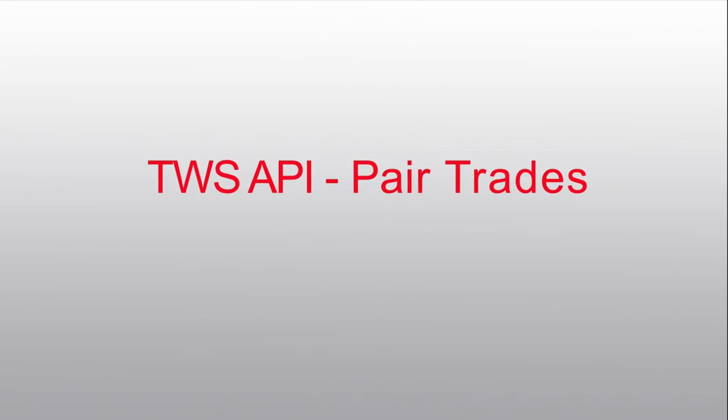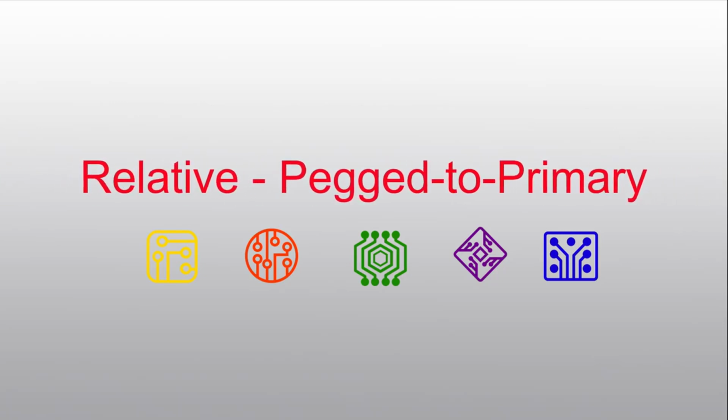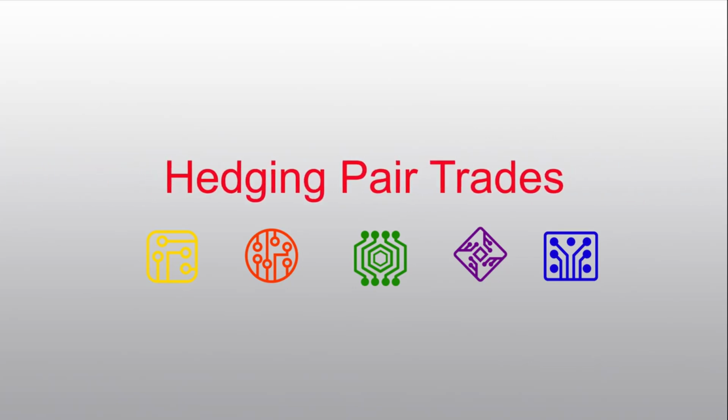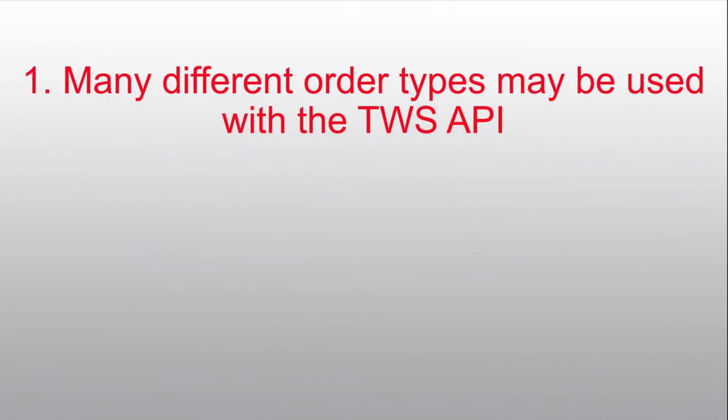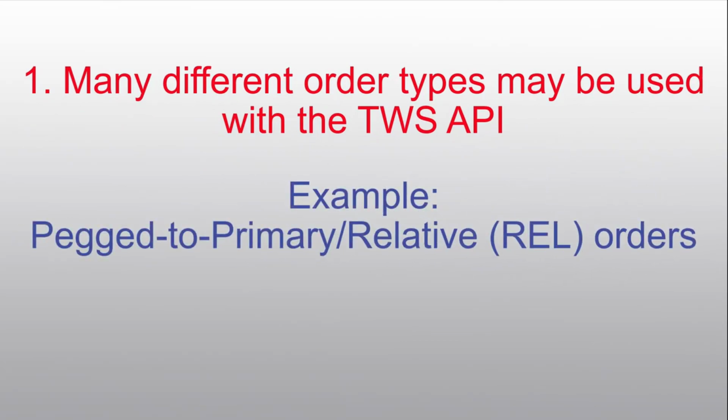In this lesson, we present a case study to build on concepts discussed in previous lessons. Examples are shown of a few of the many different order types accessible from the API, namely the relative or peg to primary order type and hedging pair trades. Some major takeaway points are, first, that many different order types can be used from the TWS API, for instance, the peg to primary or relative order, which is very useful.